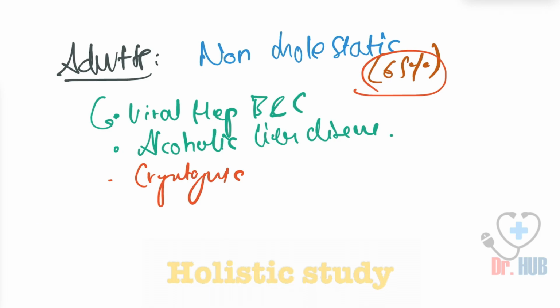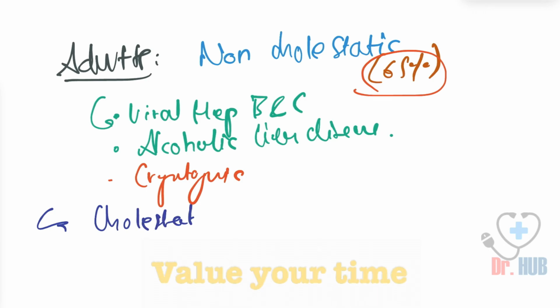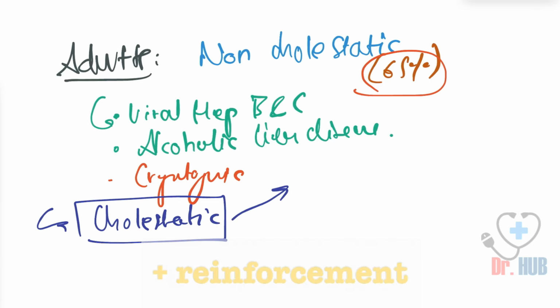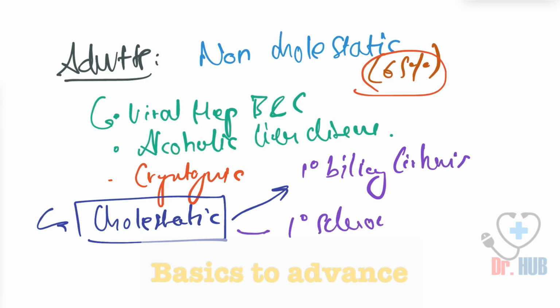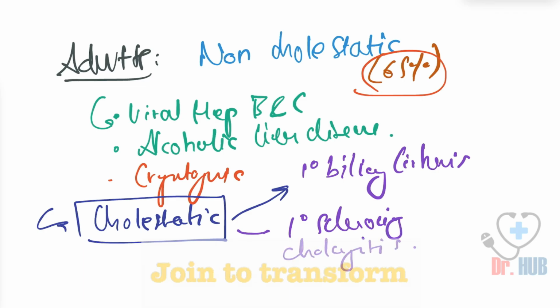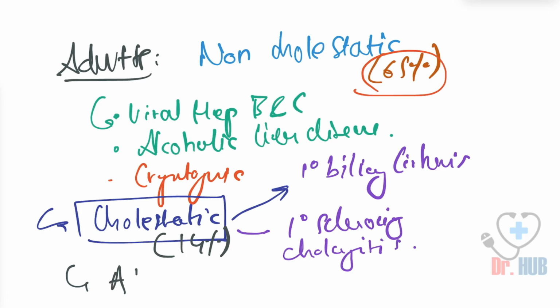So this was non-cholestatic. Next, we'll go to the cholestatic. Under cholestatic, there can be the primary biliary cirrhosis. Next comes the primary sclerosing cholangitis. This amounts to about 14%. Then comes the autoimmune. Autoimmune is about 5%.